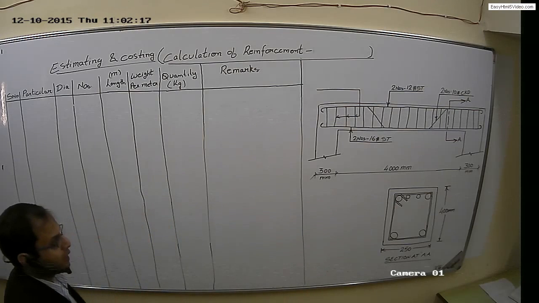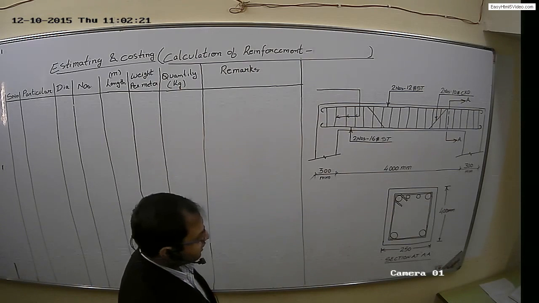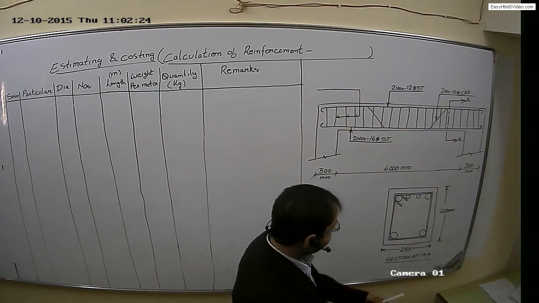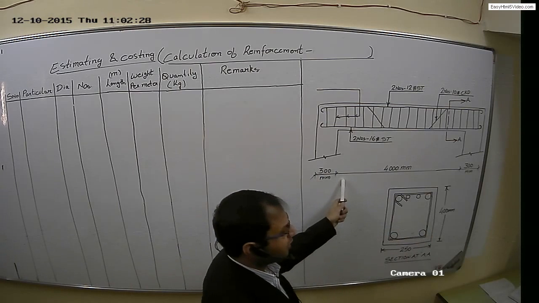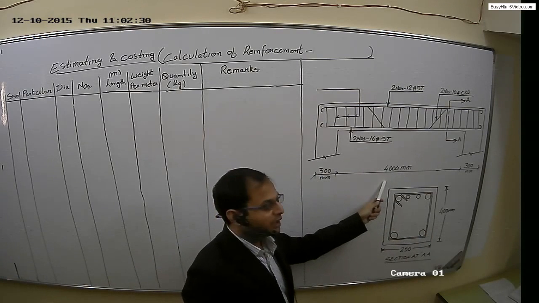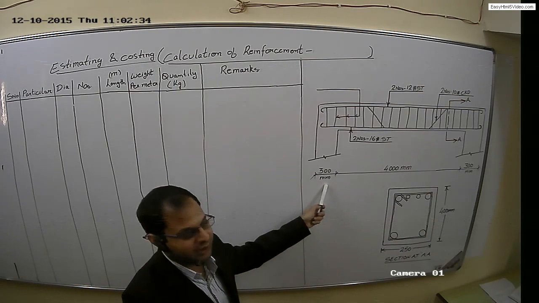Today we'll learn about calculation of reinforcement for beams. I have already drawn one longitudinal section and cross section of a beam. The cross section of beam is 250 mm by 400 mm. The clear span of beam is 4 meter. It is resting over a support of 300 mm on both sides.